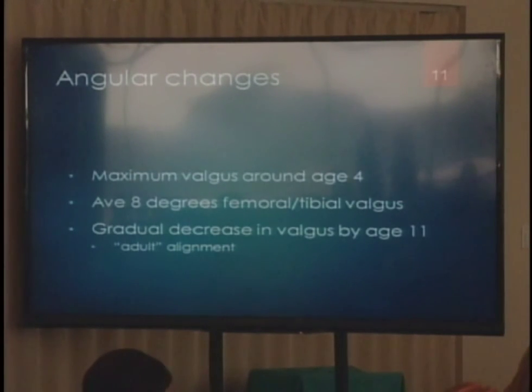Maximum valgus would be around age 4, okay? So the average adult alignment is about 8 degrees, and we'll see a diagram of that in a second here. And it's a gradual decrease in the valgus, or the knock knees, by typically age 11 is what we would say, when they become more of adult alignment.